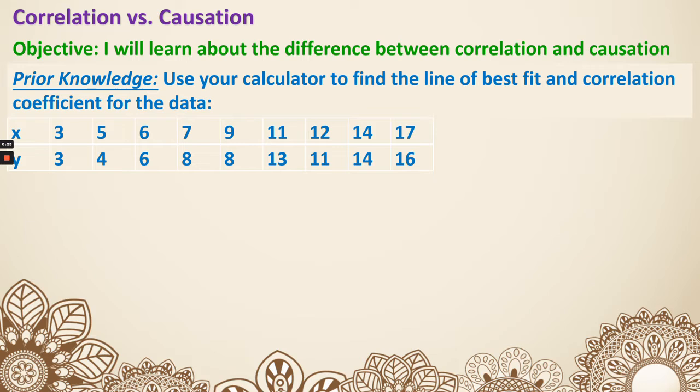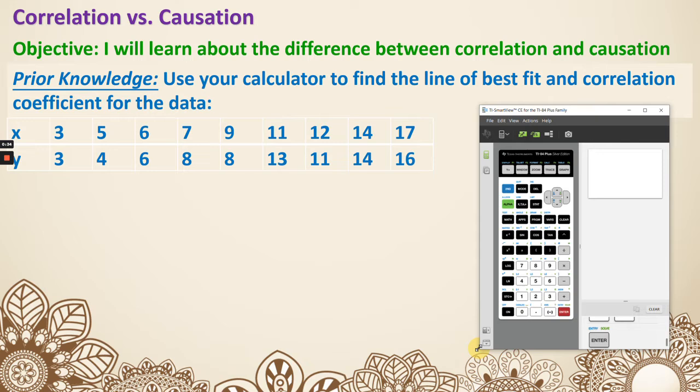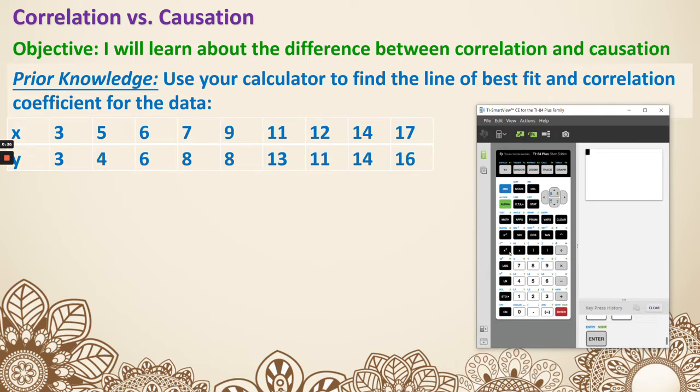Use your calculator to find a line of best fit and correlation coefficient for the data. Basically, a review for things we have learned yesterday. So here is the calculator. Let's go through the process. I have reset the calculator already.